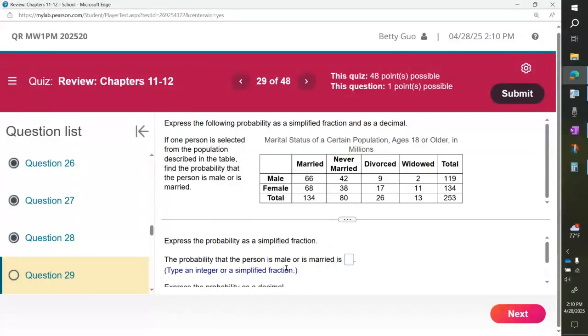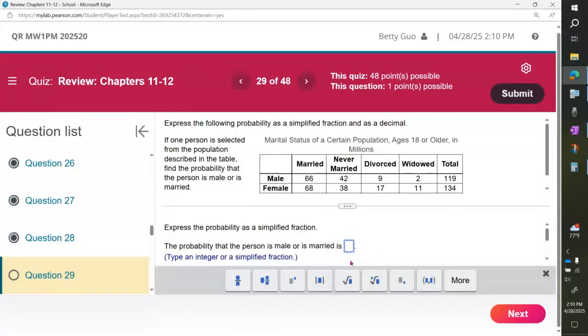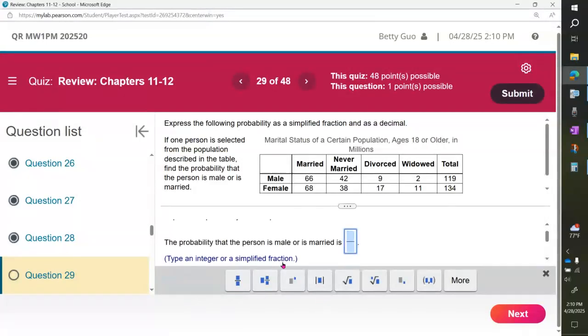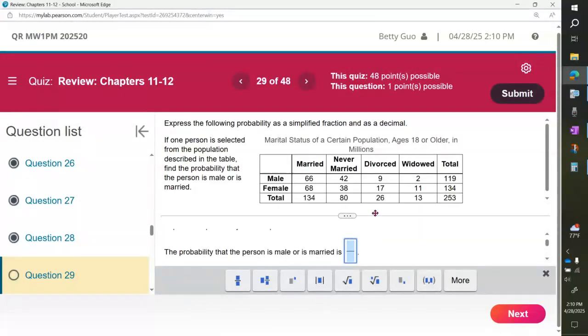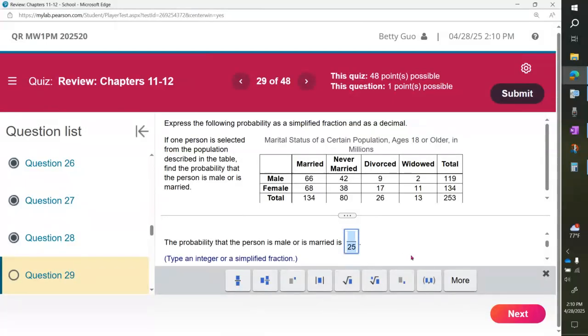Remember what's the expression, guys? Fraction. You're gonna have one number on the bottom, 3 numbers on the top, right? It's not disjoint. So then the denominator is 253. Numerator, first number, only concern getting a male. Male, 119. Second number on the top, only concern getting a person who's married. Married, 134.